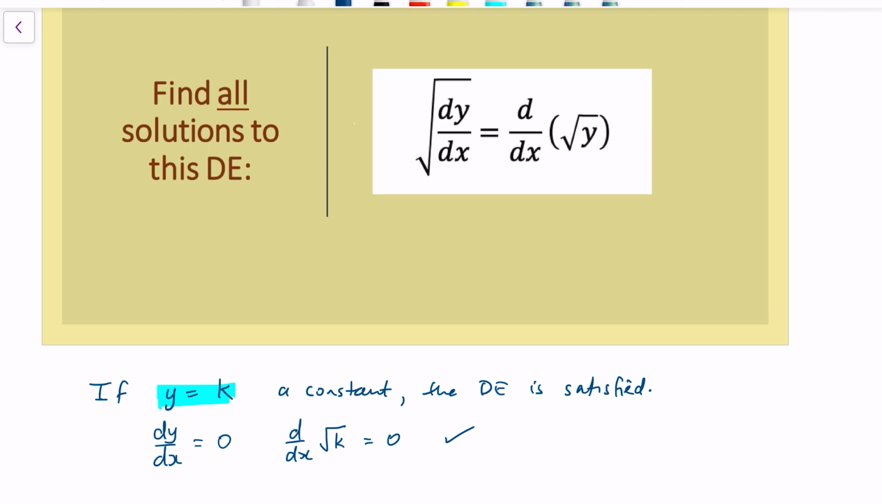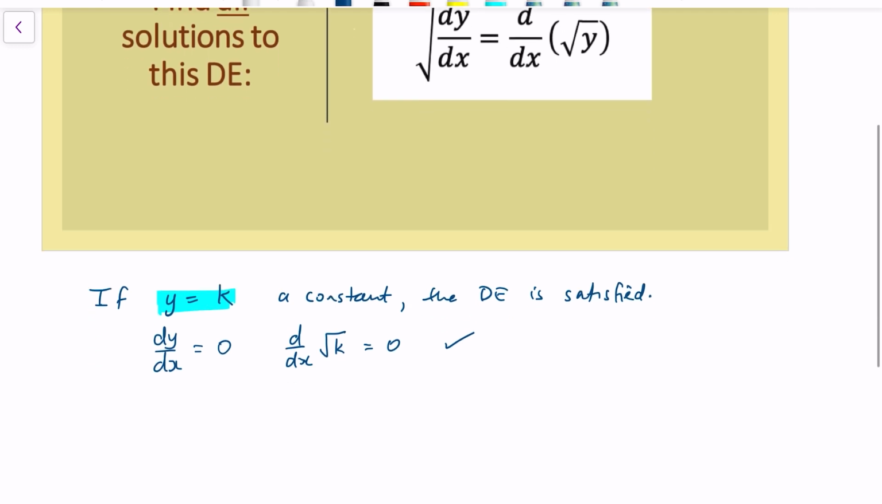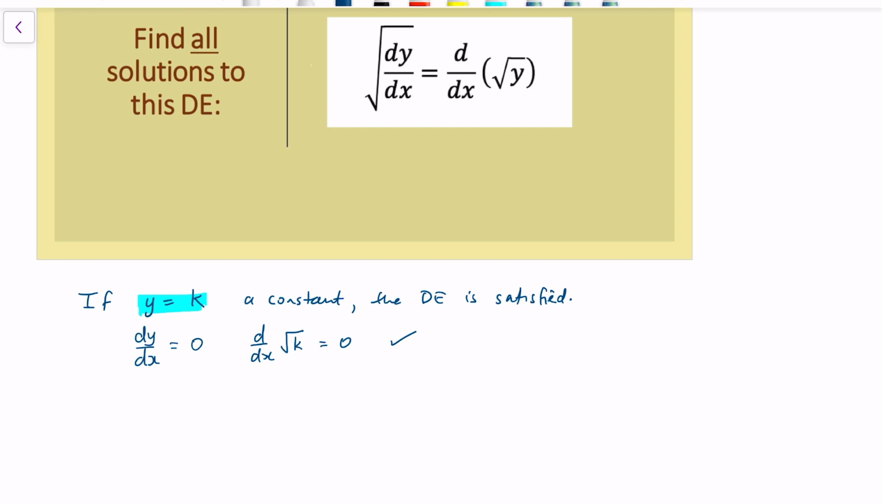Now if we look at this problem, the first thing I want to do is to square both sides. But squaring the left-hand side's okay, I can just get dy/dx, but squaring the right-hand side's a bit strange because I've got to first up differentiate this square root y thing. So first up, I'll do that right-hand side: root dy/dx equals the derivative with respect to x of y to the half.